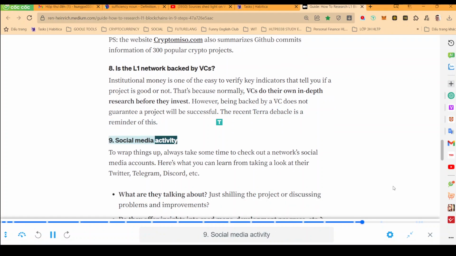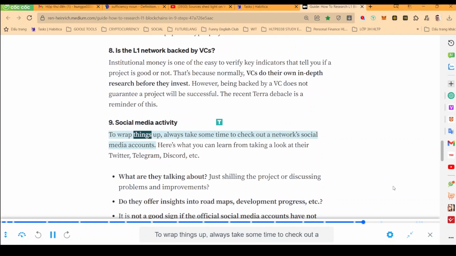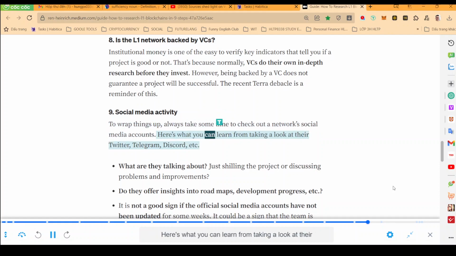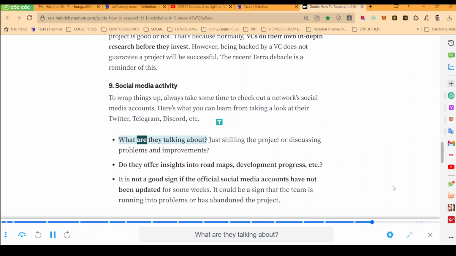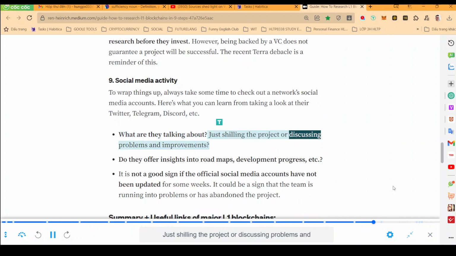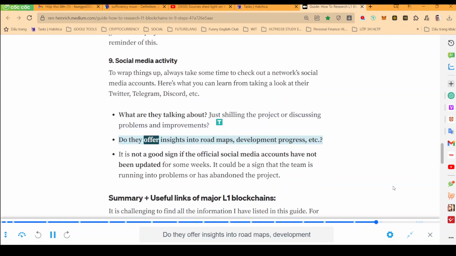9. Social media activity. To wrap things up, always take some time to check out a network's social media accounts. Here's what you can learn from taking a look at their Twitter, Telegram, Discord, etc. What are they talking about? Just shilling the project or discussing problems and improvements? Do they offer insights into roadmaps, development progress, etc.?